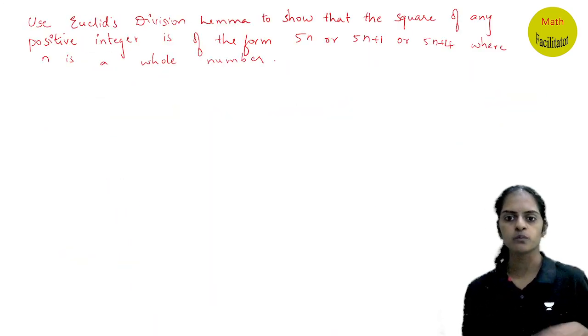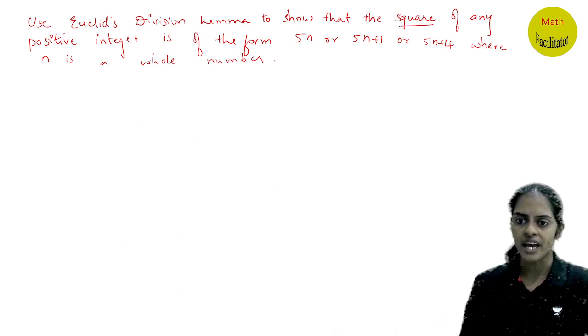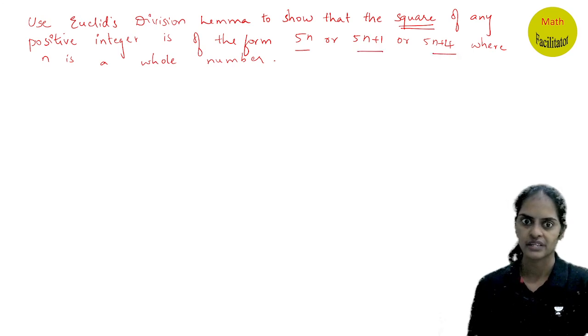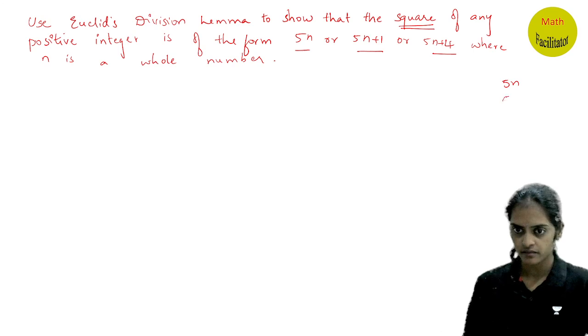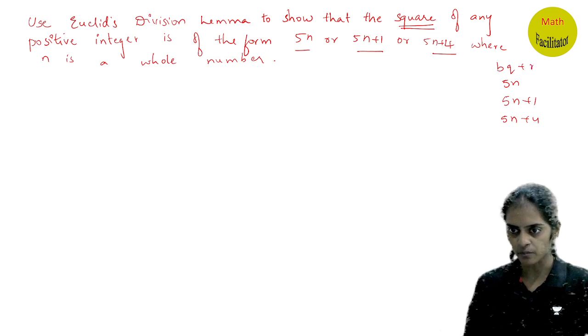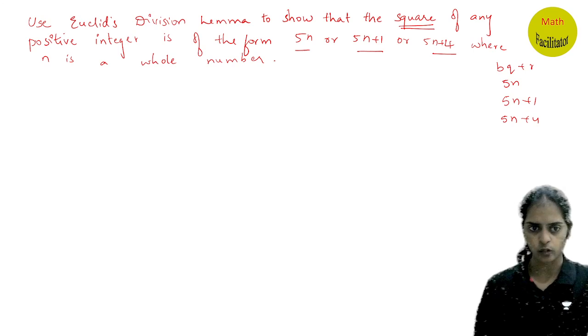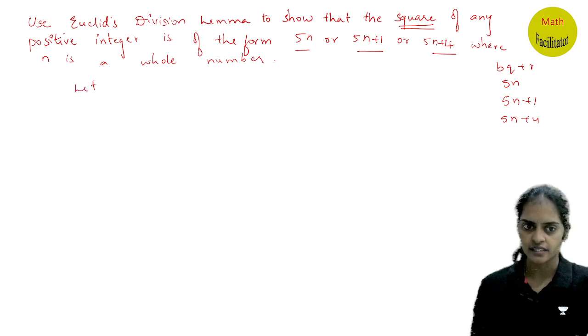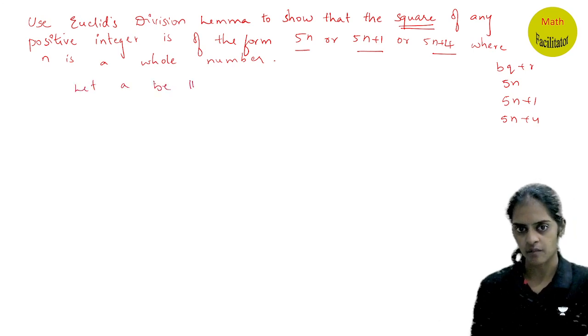Here I have to prove that the square of a number is 5n or 5n plus 1 or 5n plus 4. So compare. Here it is 5n, 5n plus 1, 5n plus 4. So comparing it with bq plus r, your b is 5 here. So let a be the number. Let a be a positive integer.